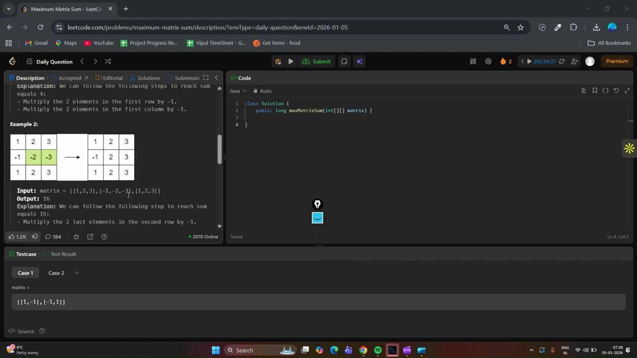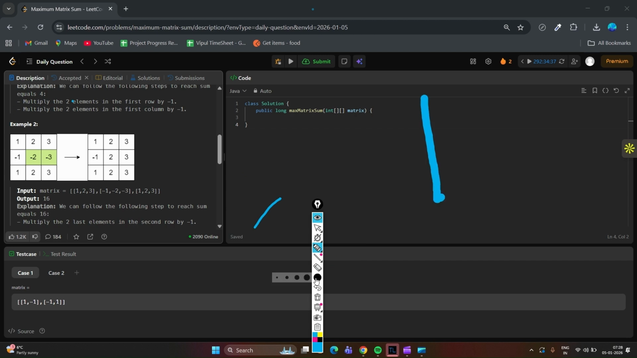Let's see this example: 1 2 3, minus 1 minus 2 minus 3. So what is our approach? Our task is completed, but what is our approach? First, I will explain to you what our approach is.